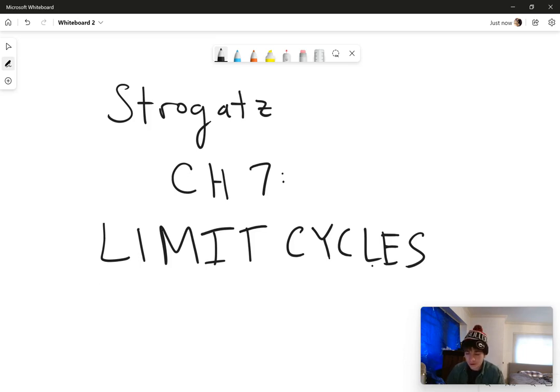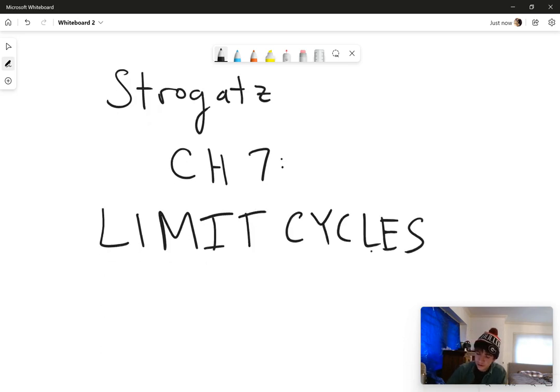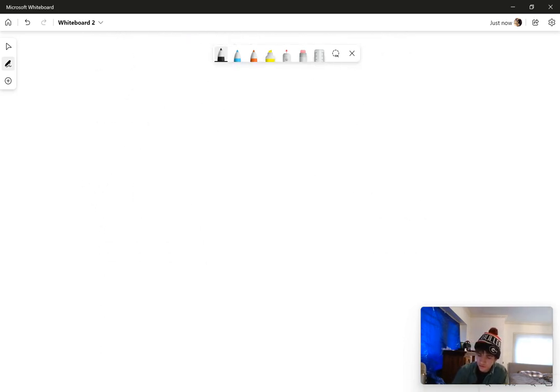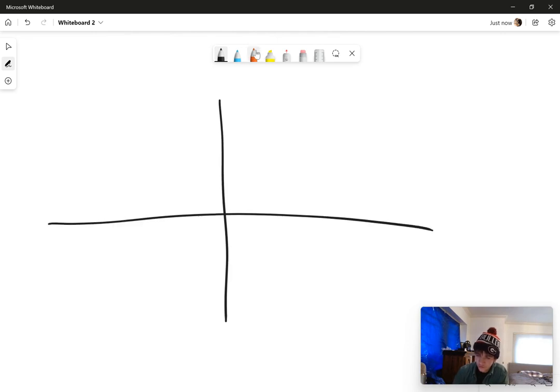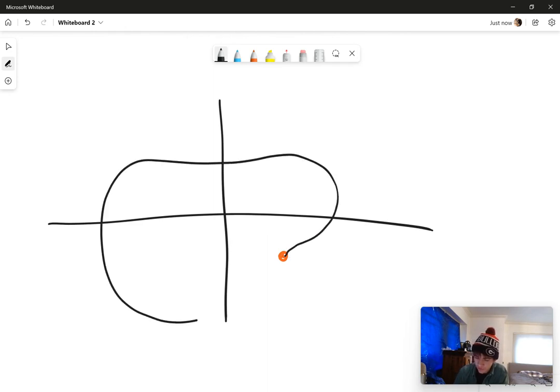All right, today we're going to cover chapter 7 of Strogatz about limit cycles. Now, what a limit cycle is, it's essentially a closed orbit in phase space, in two-dimensional phase space. So we start at some initial condition, and then we let the solution flow out throughout time, and eventually it returns back to its initial starting point.